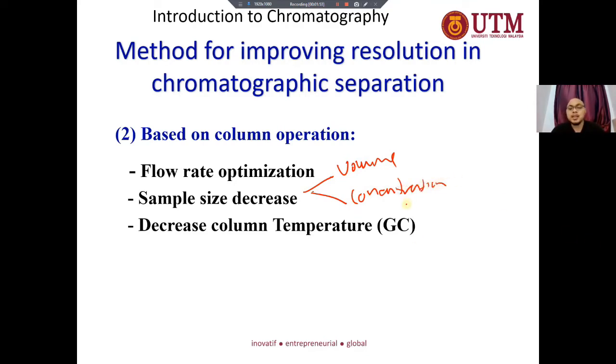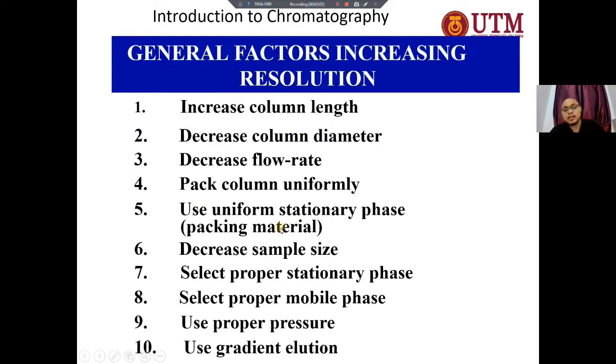For GC, if we want a better separation, we need to decrease the column temperature.